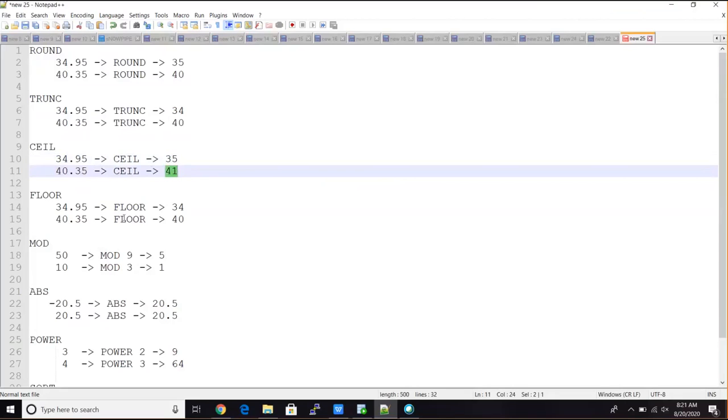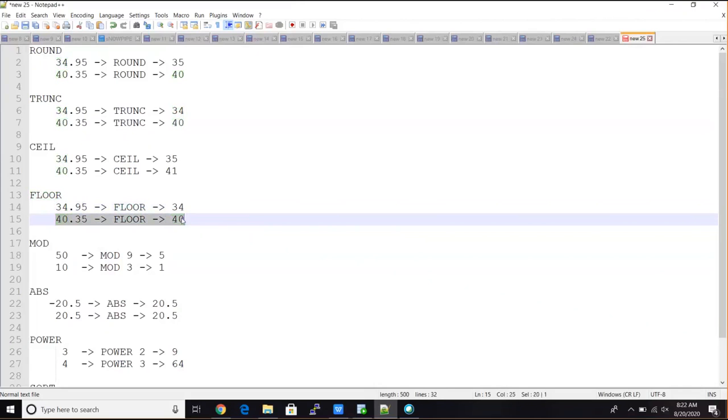Now, if you look at floor, if you are sitting on a chair, the floor is down from you. So in the case of floor, it moves back and gets the nearest previous integer. 34.95, if I apply the floor function, will go to 34. Same case with 40.35 as well. I hope you like these functions so far.